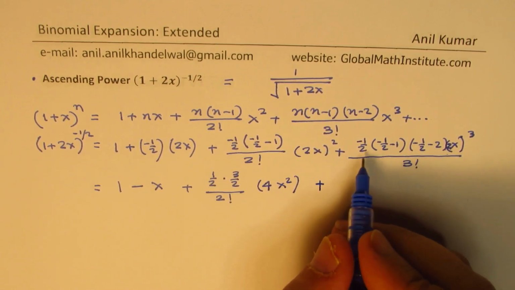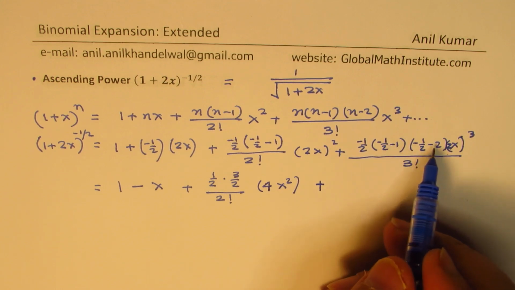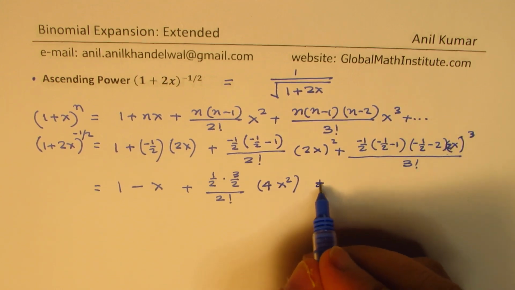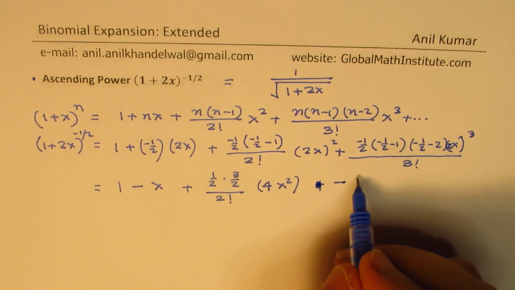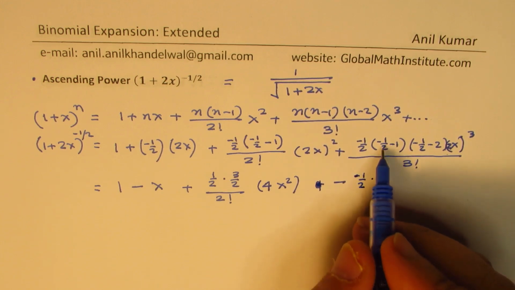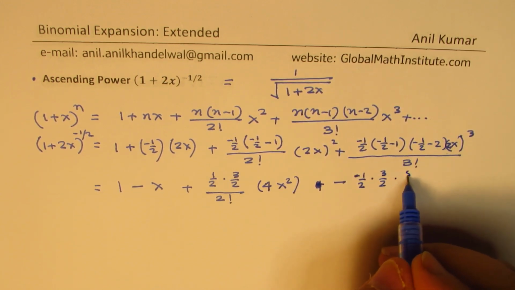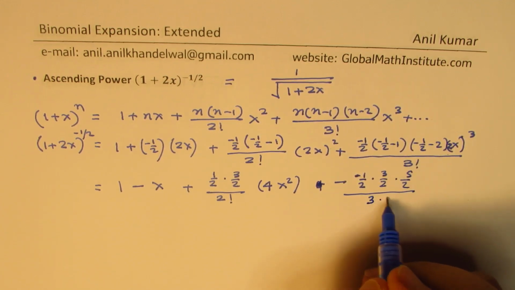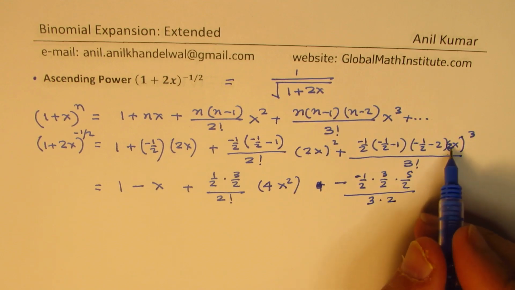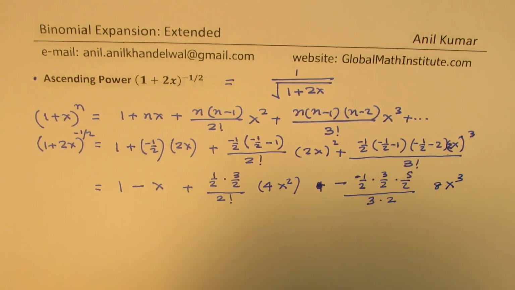Now here there are 3 minuses. This is negative, this is negative, this is negative. We have 3 minuses, correct? So this sign will be negative. Oh, sorry, no need to write minus half now. This times 3 by 2 times 5 by 2, correct? With a negative sign. Everything over 3 times 2. And we have 2 to the power of 3, which is 8x cubed.